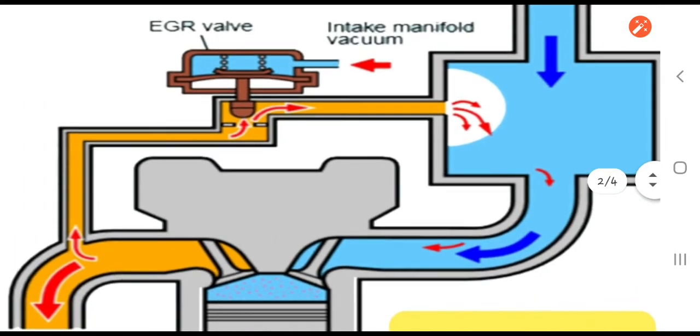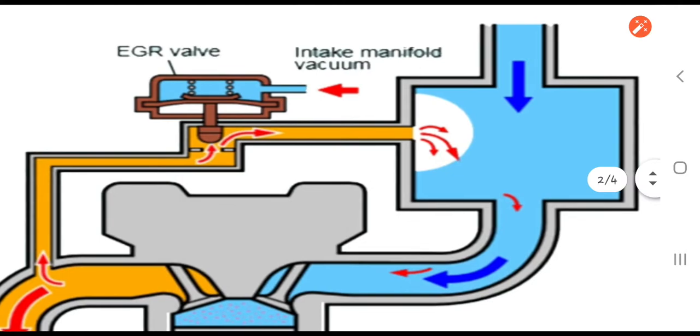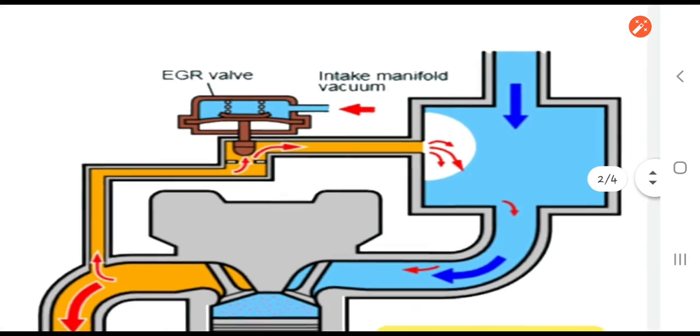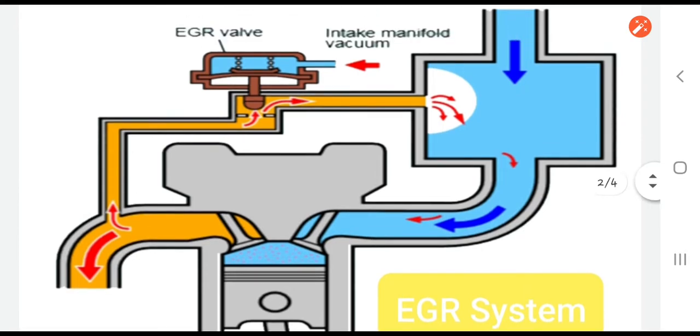Now because of this, what will happen is that 10 to 15% of exhaust gases will come along with the inlet manifold where the fresh charge is present. These exhaust gases reduce the amount of oxygen, that is the O2, which is required during the process of suction, and this is very much useful to reduce emissions. So this system is again useful to reduce the emission, so it is called the exhaust gas recirculation system.